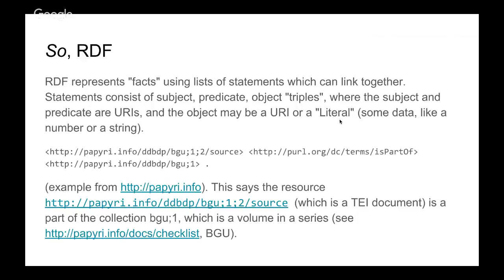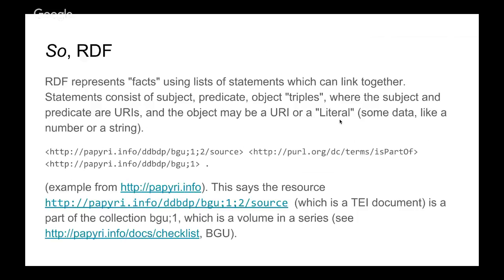So RDF basically is a big list of statements, and these statements consist of what RDF calls triples. There's a subject, a predicate, and an object. The subject and the predicate are URIs, and the object may be a URI or what's called a literal, which is just a piece of data.